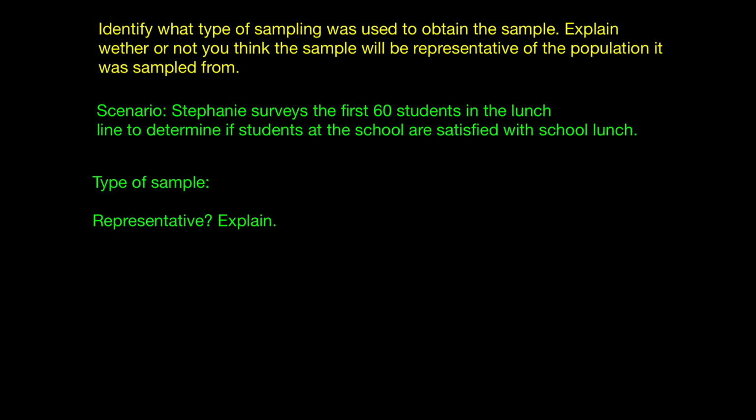Identify what type of sampling was used to obtain the sample, and then explain whether or not you think the sample will be representative of the population it was sampled from. And here we have the scenario. Stephanie surveys the first 60 students in the lunch line to determine if students at the school are satisfied with school lunch. Let's begin by getting the type of sample.